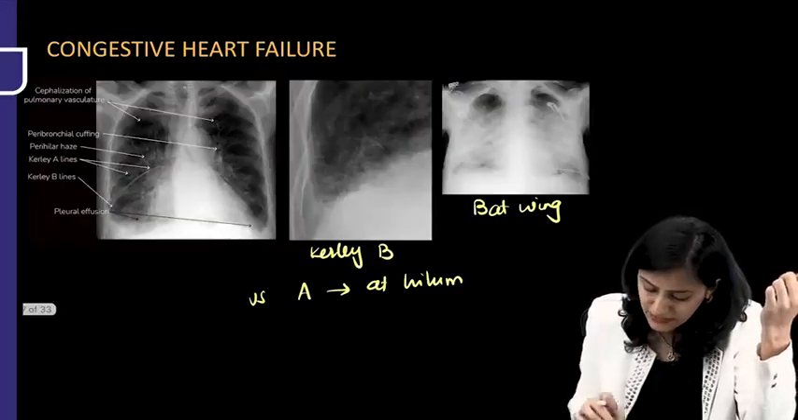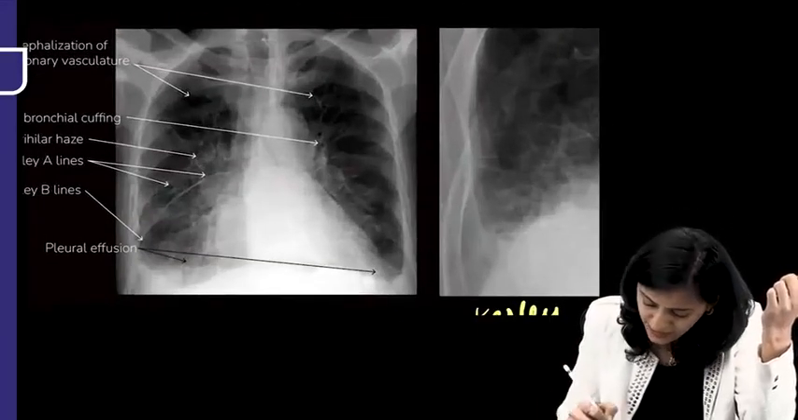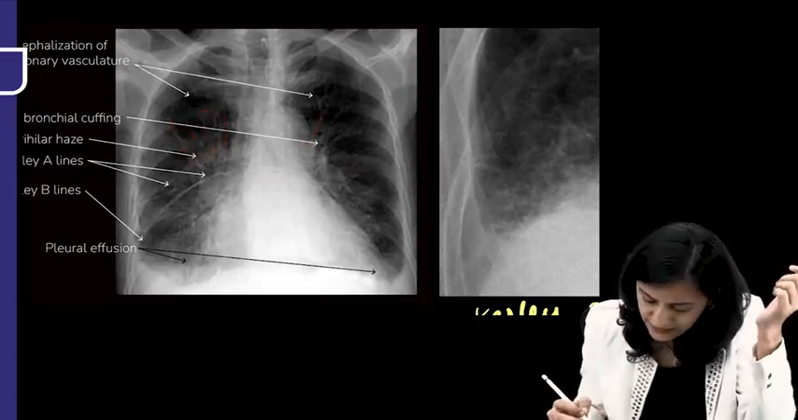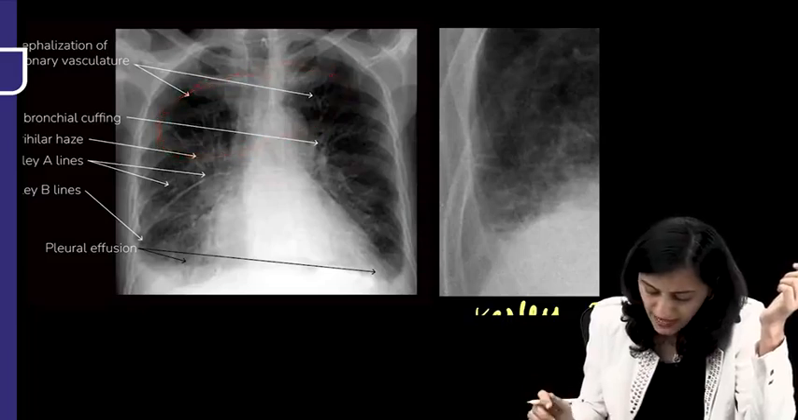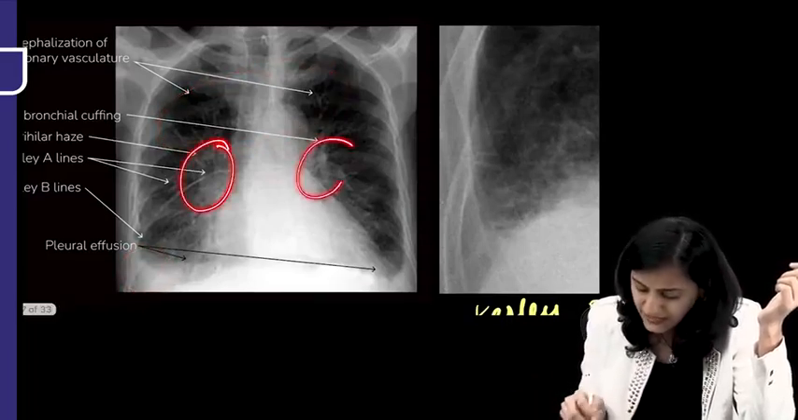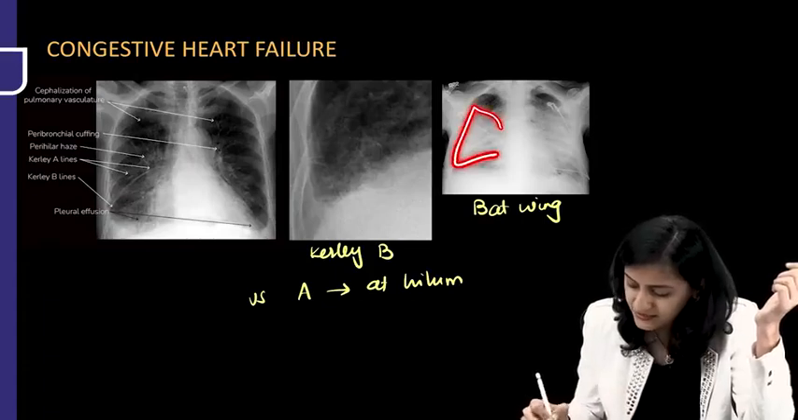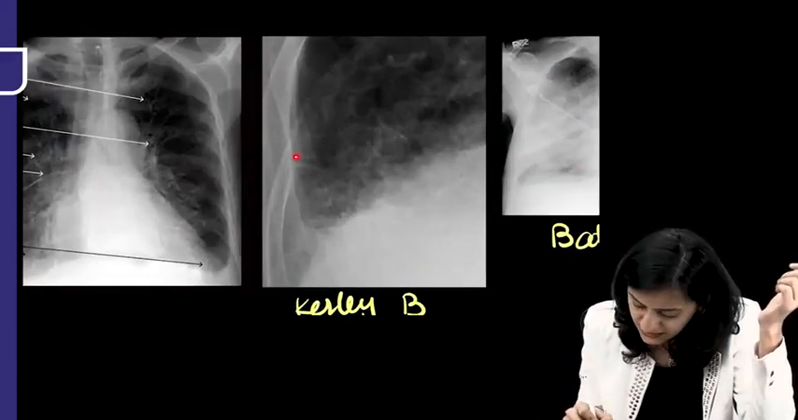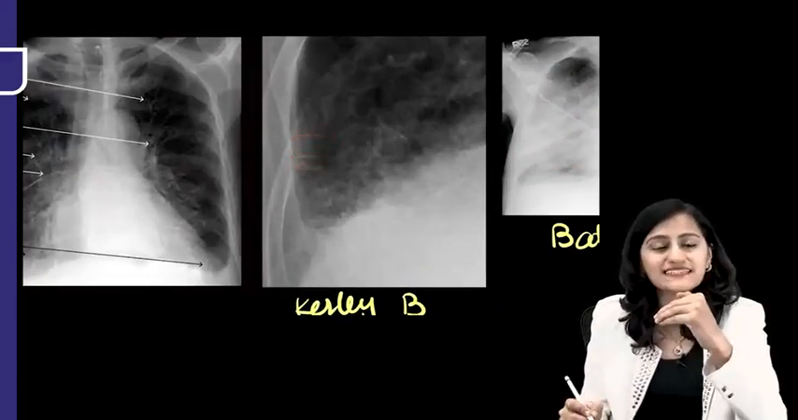So let's have a look at the image here. What are we seeing here? Look at these prominent vessels in the upper lobes. That is the cephalization that is happening. Then we have the pleural effusion as well. Look at the perihilar haze, better seen here. The bat wing appearance of pulmonary edema. We have these curly B lines, the short lines at the base.